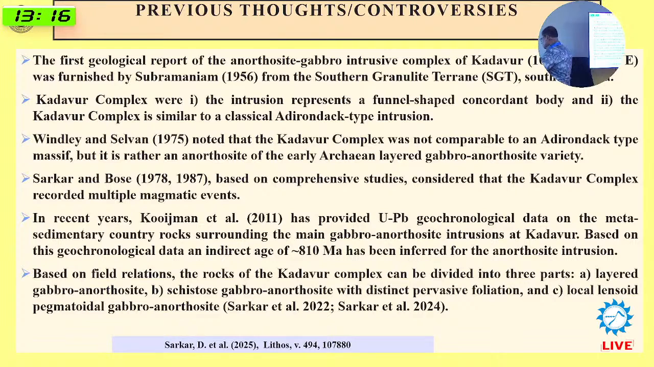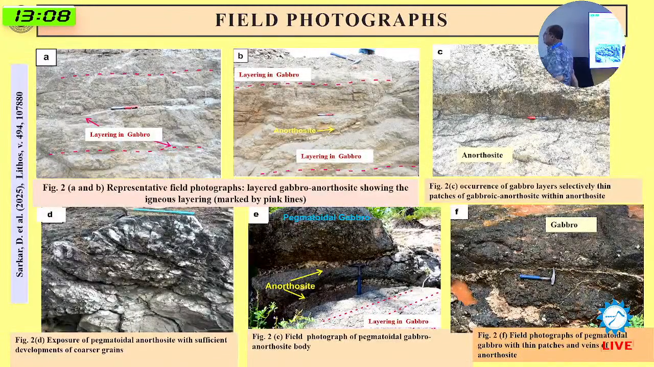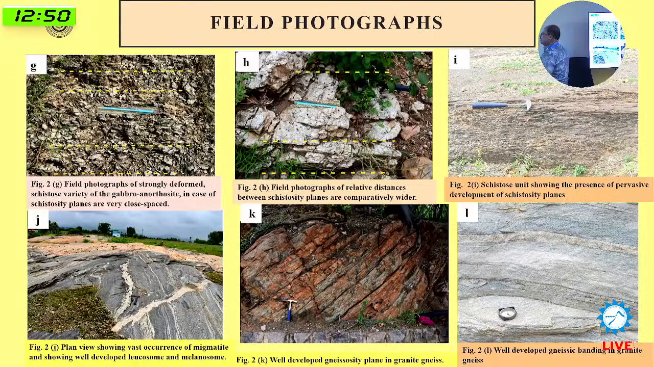So as we told, the complex is having three parts: layered, cystose, and local lensoid pegmatoid gabbro-anthracite patches. These are some typical field photographs that were not described by other workers prior to our research group. This is the layering in gabbro and anthracite. There is a cystose, pegmatoidal variety, second row, field photograph. This one is the cystose variety, strongly deformed. And the last one, the second row, is the occurrence of enclosing contidox, migmatite, granitinites, and all these things, just to give you some idea about the occurrence of gabbro-anthracite bodies.